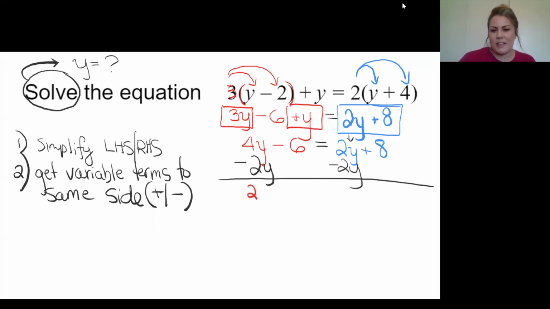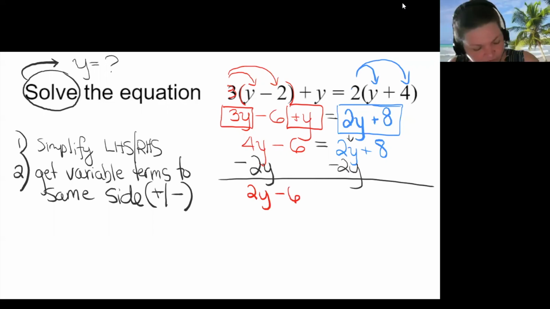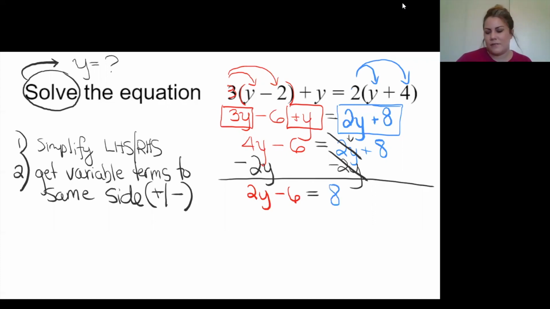2y minus 6. Beautiful. If I have 4y and I take away 2y, I have 2y left. And that -6 was not touched. It's still there. That's on the left-hand side. And on the right-hand side, well, 2y minus 2y zeroes out. And the only thing I have over there is +8. Yes. Okay, sweet. Now what?